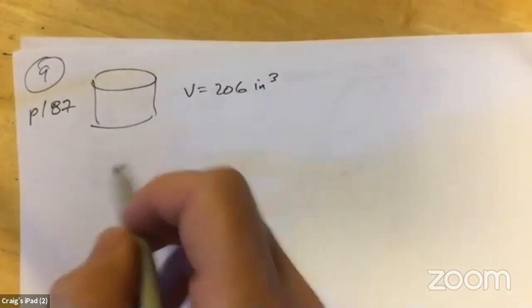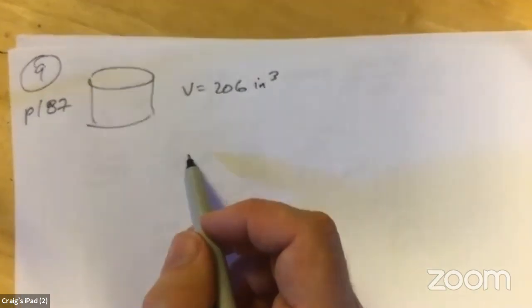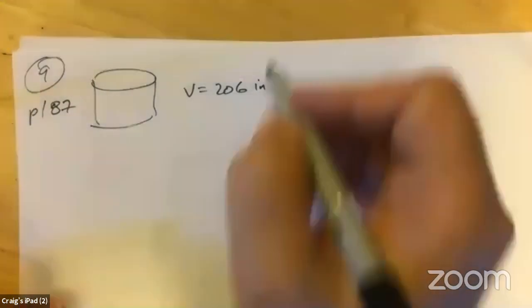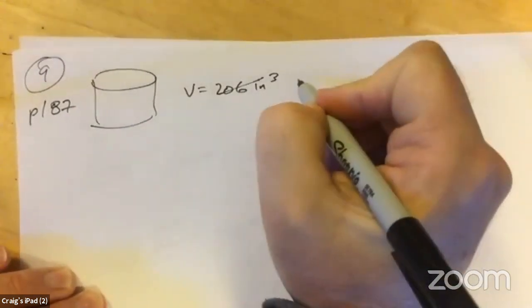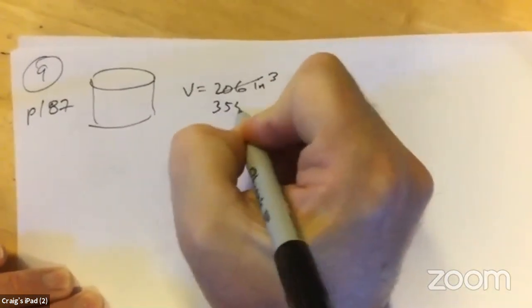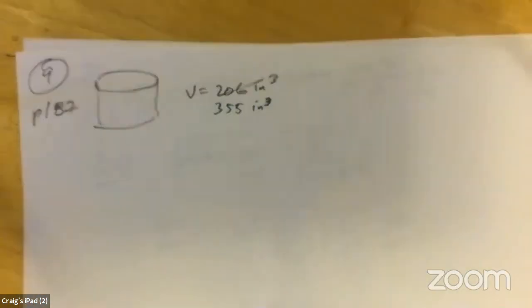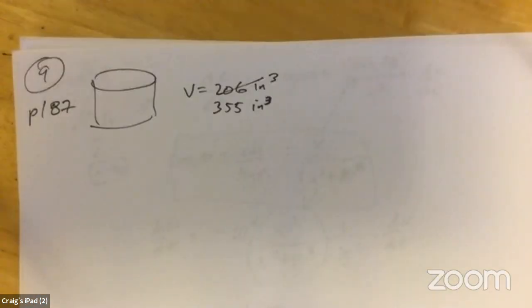It was a different volume actually for number 9. Say again? It's a different volume for number 9. Oh, okay. What was I looking at? Number 10 apparently. It was 206. Okay, so we want 355. That was number 10. So volume is now 355 cubic inches. A little larger soda can, and it has that much liquid in it.